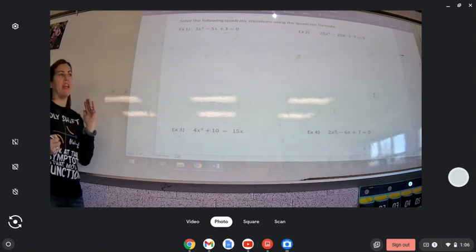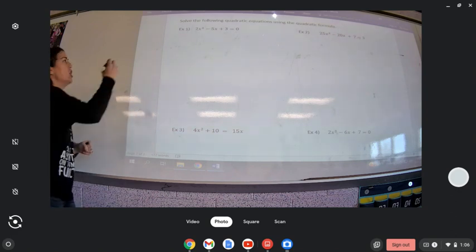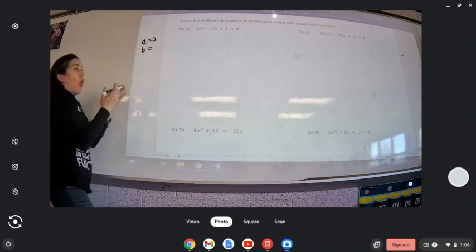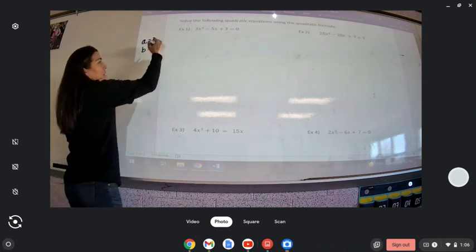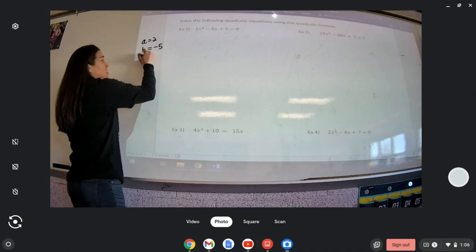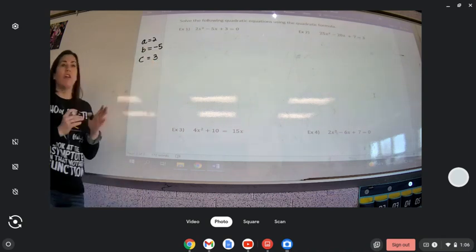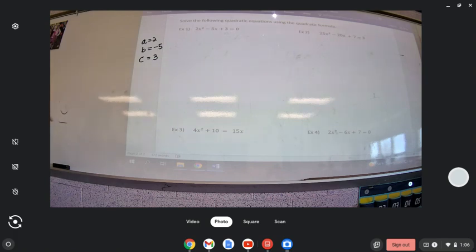Who is A if A is always the number in front of x squared? 2. I always like to kind of identify him and write him. Who is B if B is always the number in front of x? Negative 5. And who's C if he's always the constant at the end? 3. Beautiful. All right, our job is to plug them into the quadratic formula now.